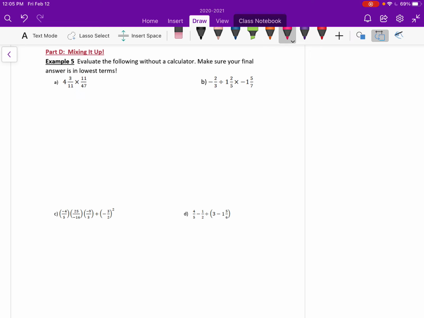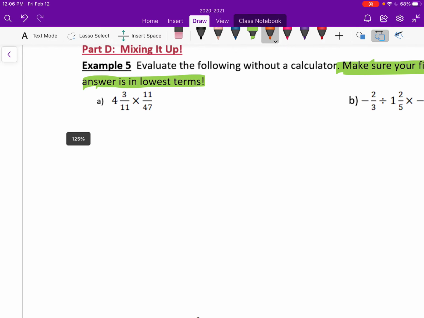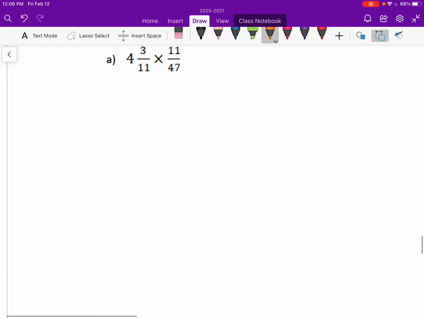The one thing I would ask you is most important, and this is most important for your test: make sure your answer is always in lowest terms, right? You actually lose marks for that on tests. So please make sure you know how to reduce your fractions. Okay, so let's go on and do this one first.